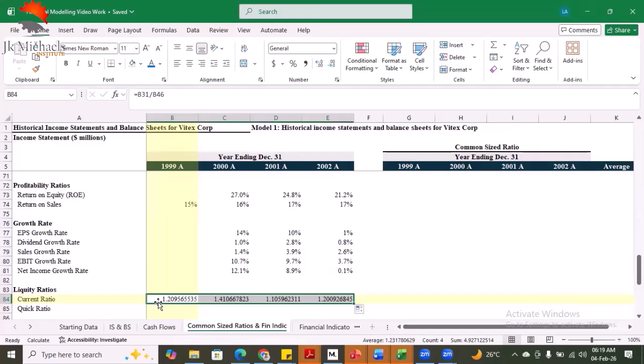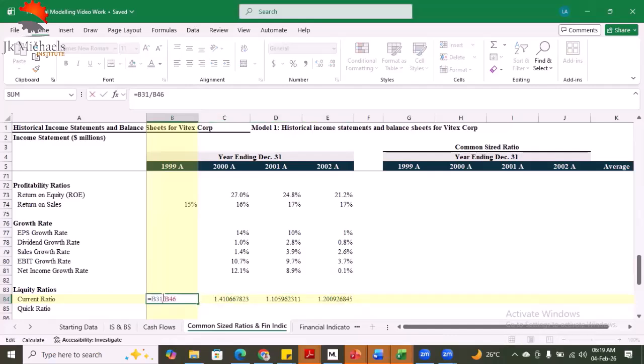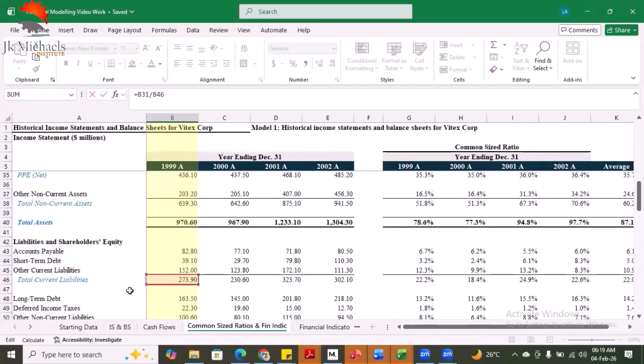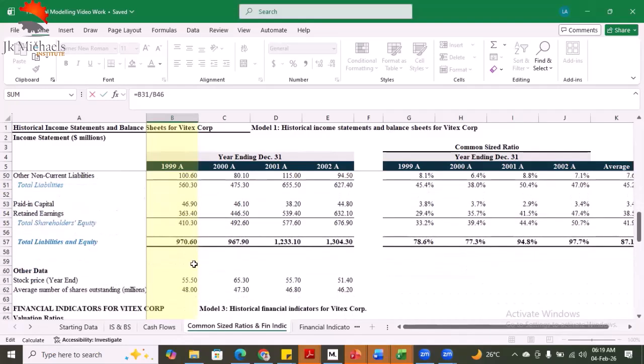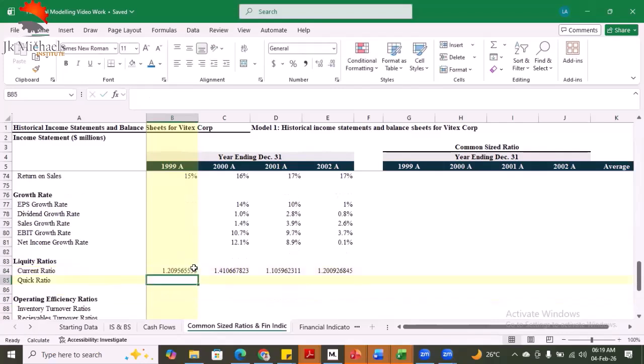So these are current assets over current liabilities. Let me confirm that this is what we did. Total current liabilities against total current assets. So that's good. We did the right thing. So we can pull that across.